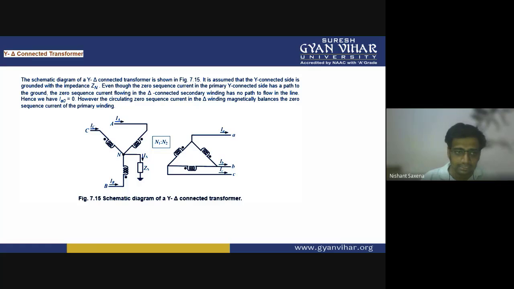Now look at this. In this schematic diagram, we can see a star-delta connected transformer, which has been assumed that the star connected side is grounded with the impedance of Zn, and the secondary has been connected into the delta configuration.